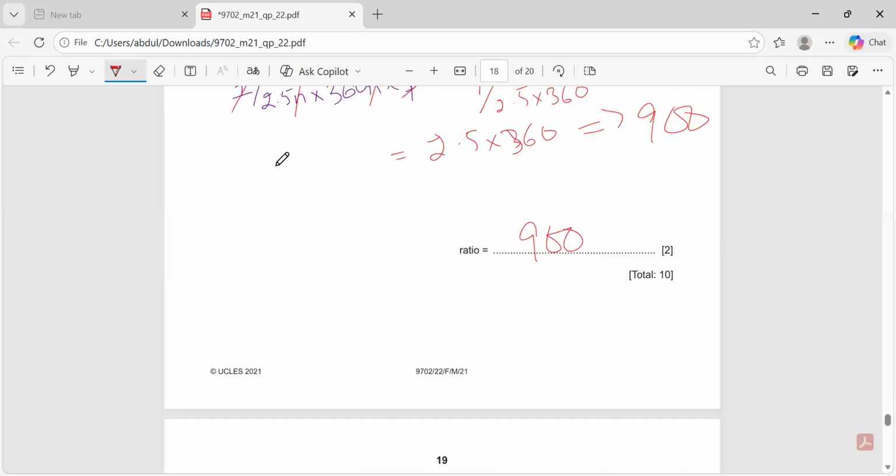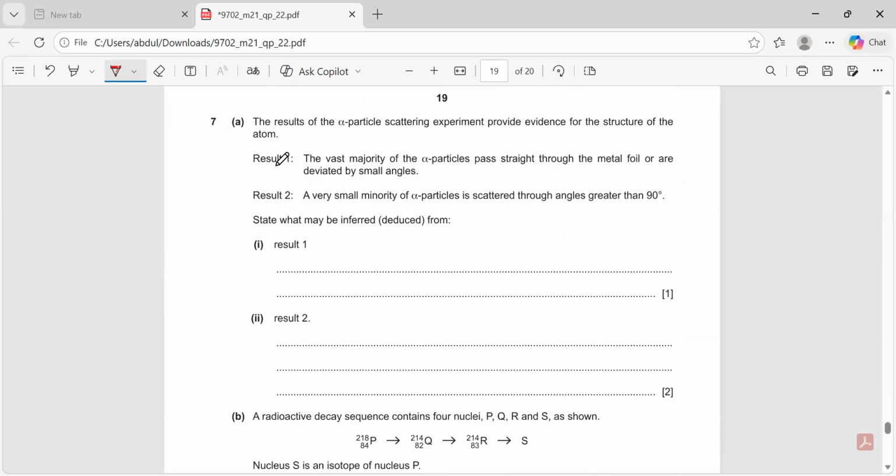Now, the last question of nuclear physics, and that is comparatively very easy. The results of the alpha particle scattering experiment provide the evidence for the structure of the atom. So result one is the vast majority of the alpha particles pass straight through the metal foil, the gold foil.